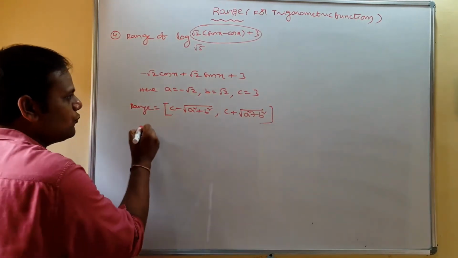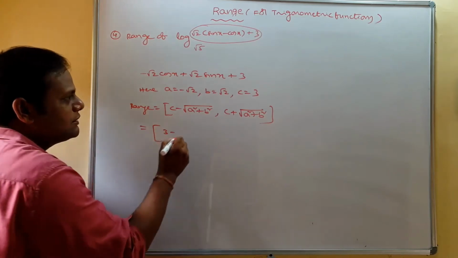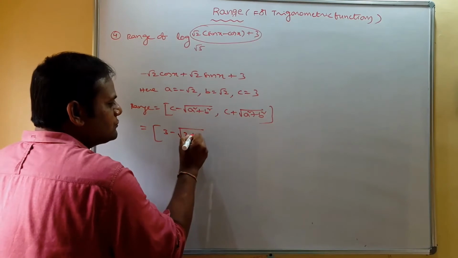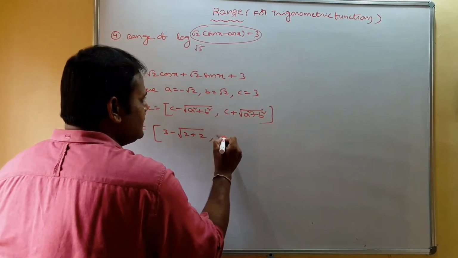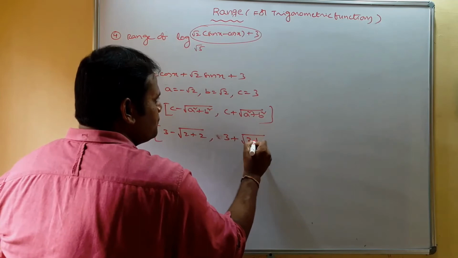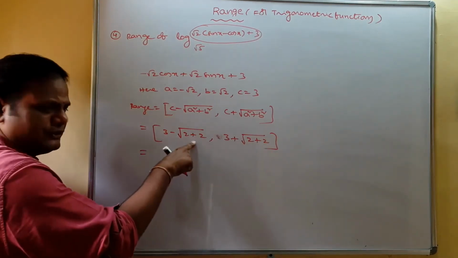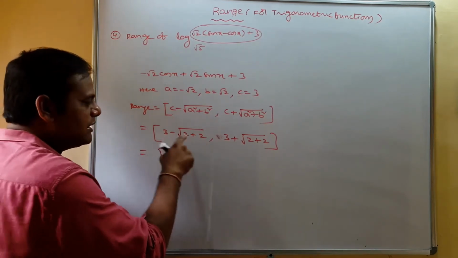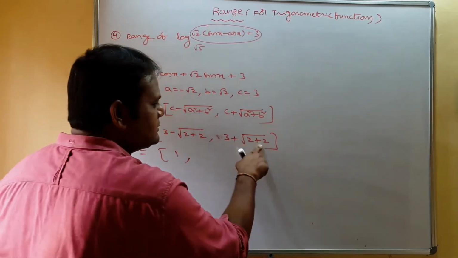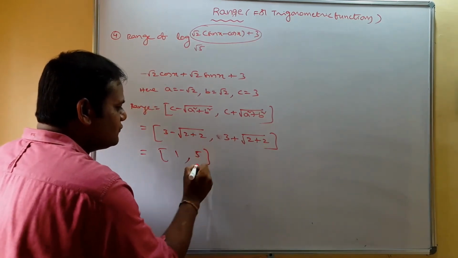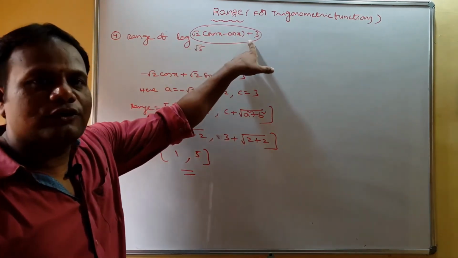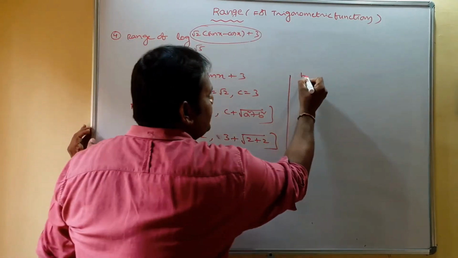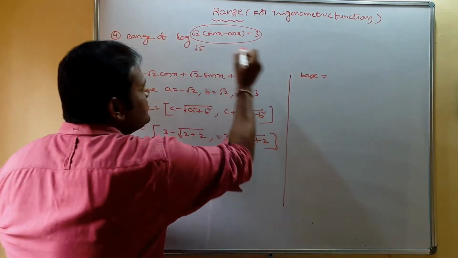So what is this? c is 3 minus root a square plus b square, root 2 plus 2, c that is 3 plus root 2 plus 2. Clear? Is it 2? Yes. So closed interval: 3 minus, it is root 4, it is 2, 3 minus 2 is 1, comma, 3 plus 2, it is 5. So this is closed 1 to 5. Clear? Okay. Now you observe the base of the logarithm function. What is the base of the logarithm function?